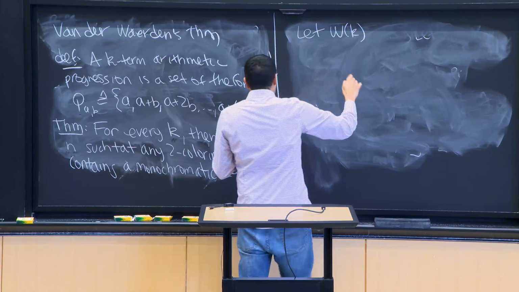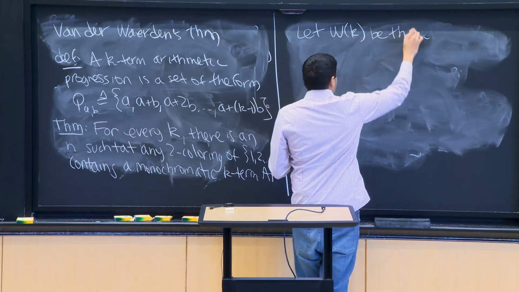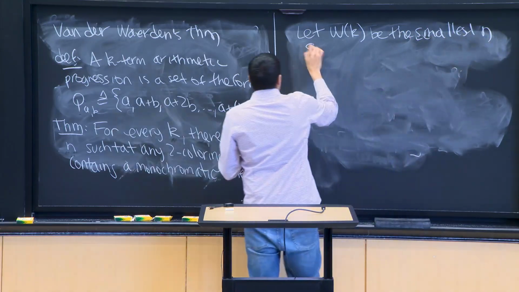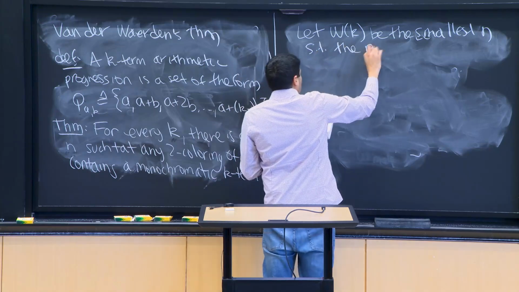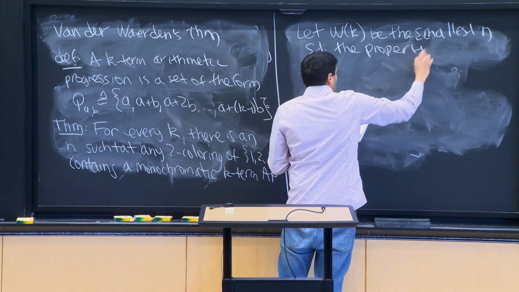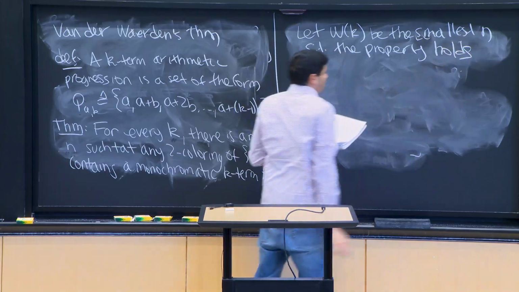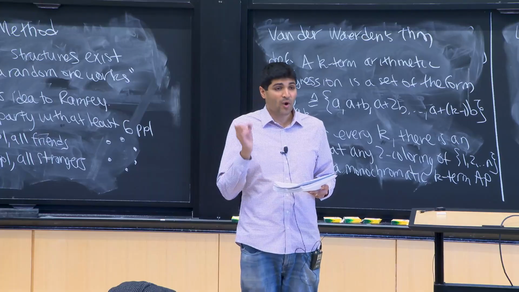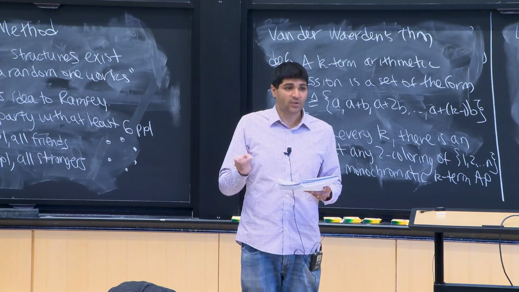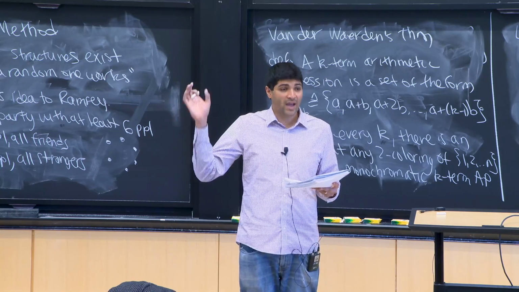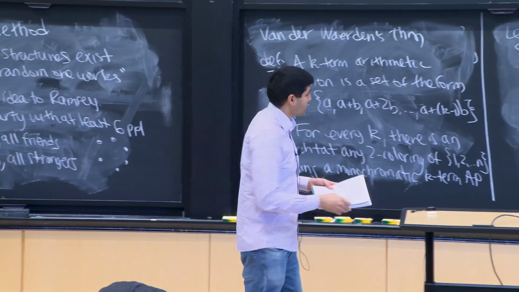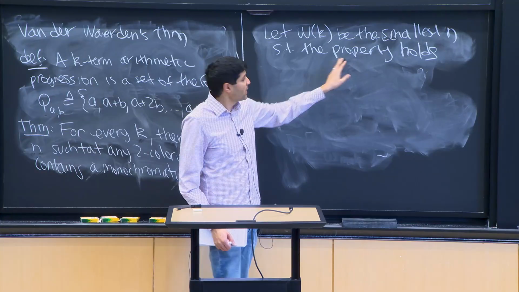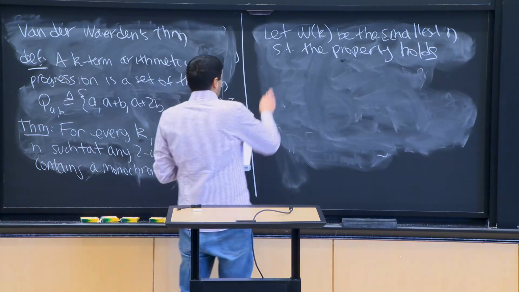Let's let W of k be the smallest n such that the property holds. Now you have to be careful and unpack this. W of k is the smallest n so that which property holds? The property that every two-coloring of the integers from 1 up to n necessarily has a k-term arithmetic progression. So this property has an extra quantifier because I'm not telling you what the two-coloring is.